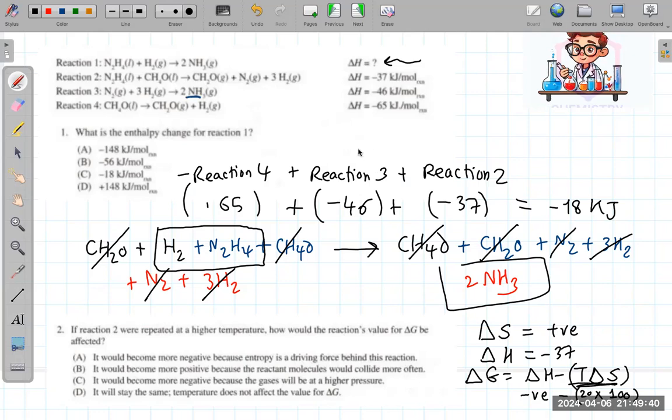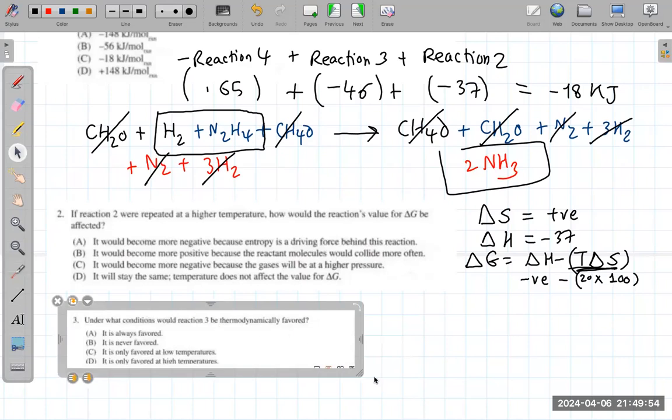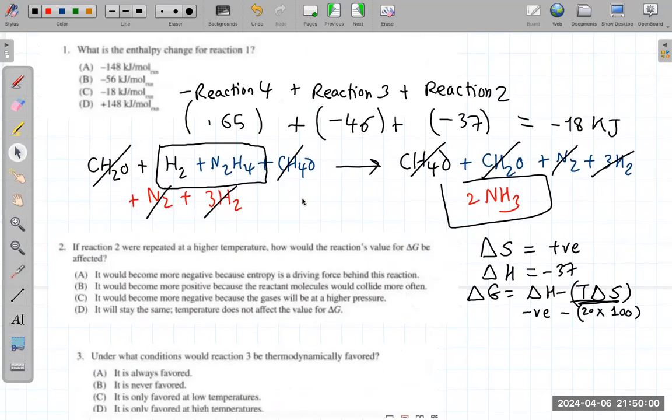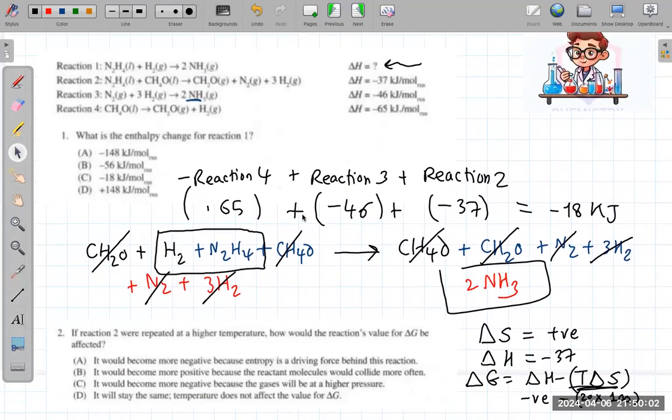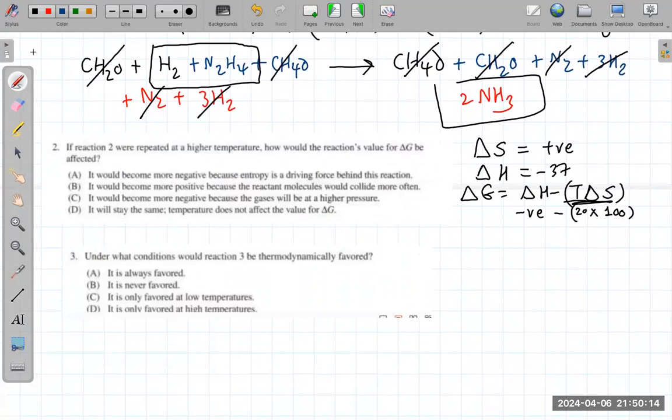What if question number 3 says, under what conditions would reaction 3 be thermodynamically favored? This is reaction number 3. So let's put number 3 here. This is a negative delta H. Delta H is negative, and what is delta S here?